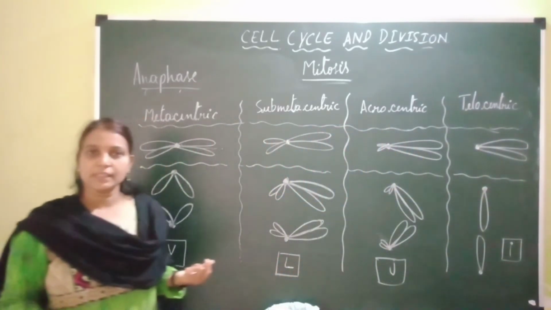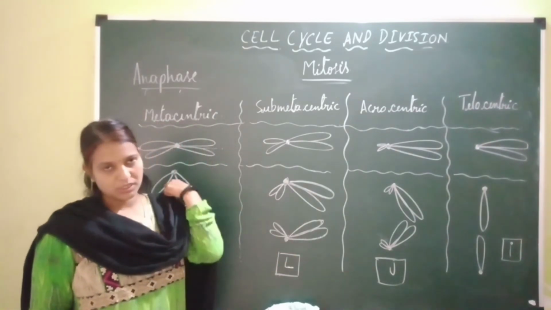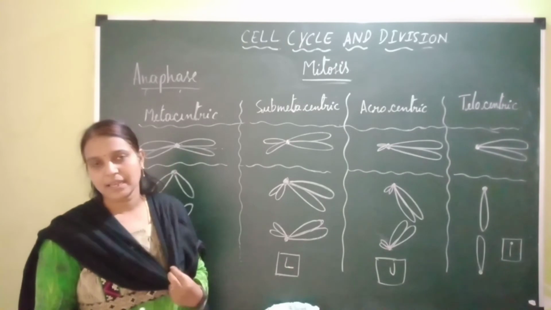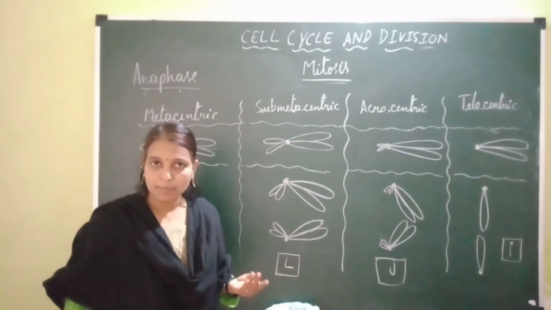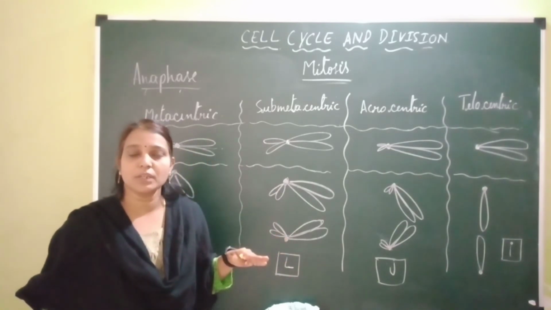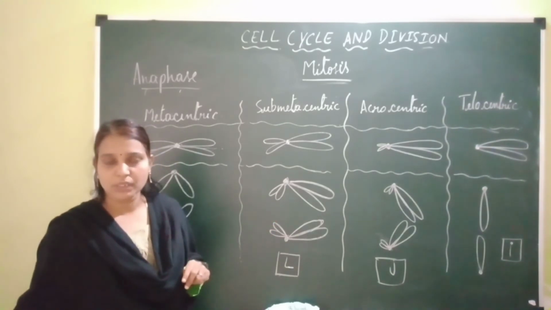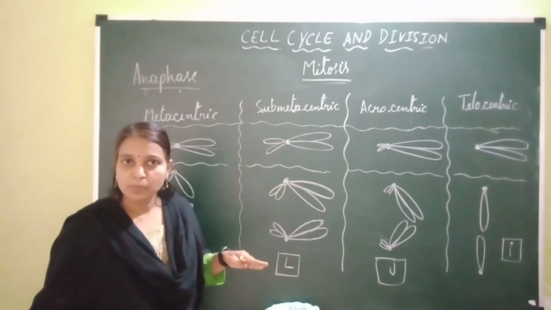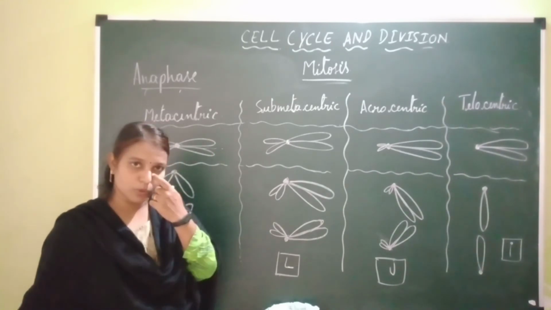In case of human cells, telocentric chromosomes are absent. We cannot see telocentric chromosomes in human cells. So this is all about the shapes. So what happens in the early anaphase? The centromere splits. After splitting of the centromere, chromatids of chromosomes start moving towards two opposite poles with the help of both interzonal fibers and the chromosomal fibers.